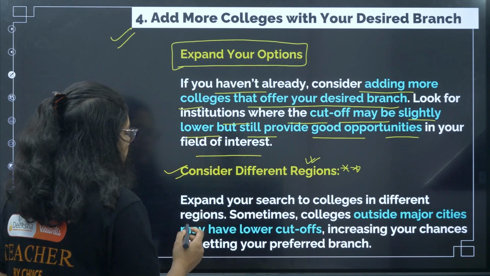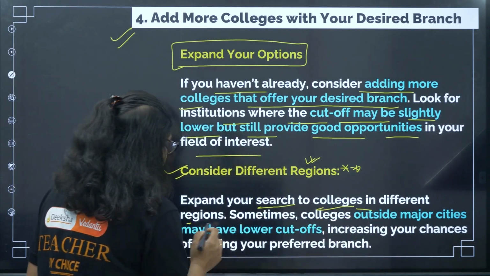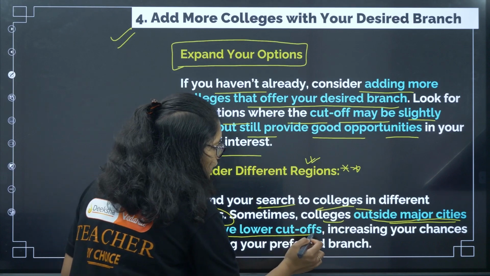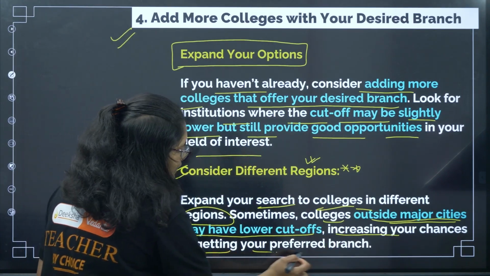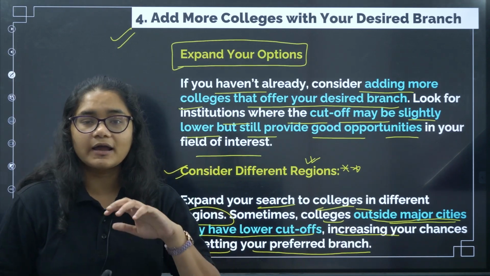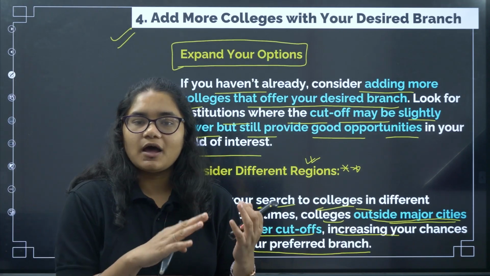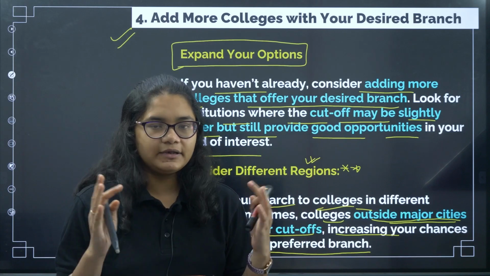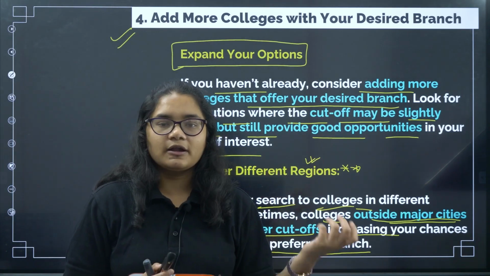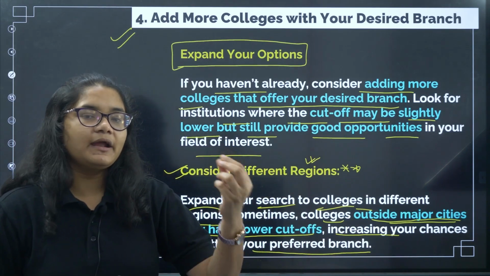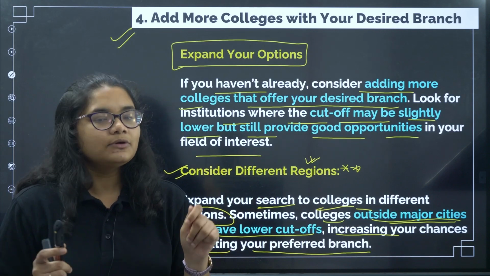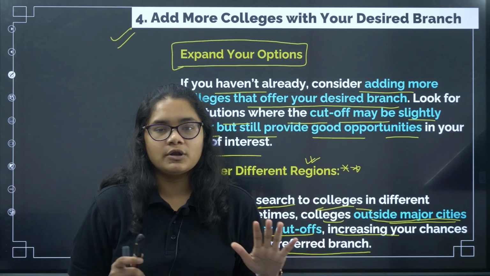So expand your search to colleges in different regions. Sometimes colleges outside the major cities may have a lower cutoff, increasing your chances of getting your preferred branch. So yes, if you are considering colleges which are out of Bangalore, for example in KCET, those colleges may have a little lower cutoff because of their location, but they might offer your desired branch and might fall in your rank category. So in that case you must consider those colleges also.